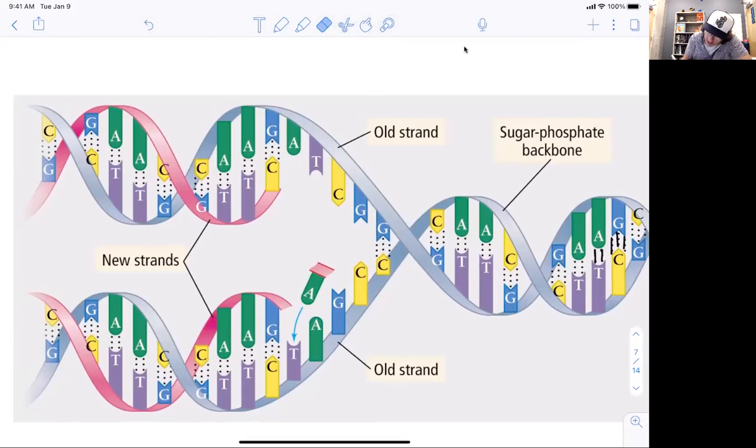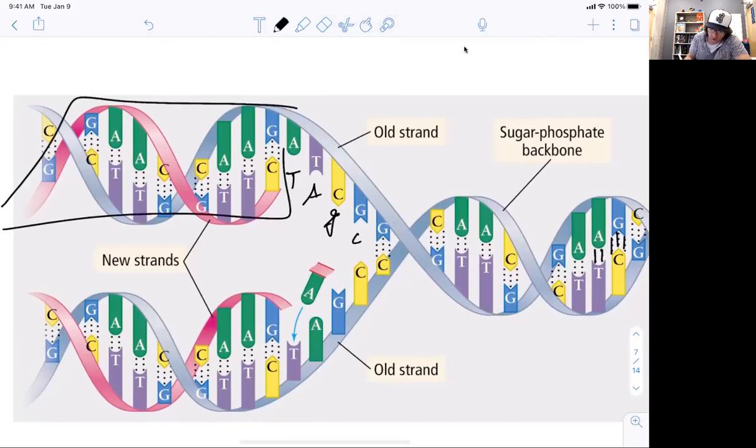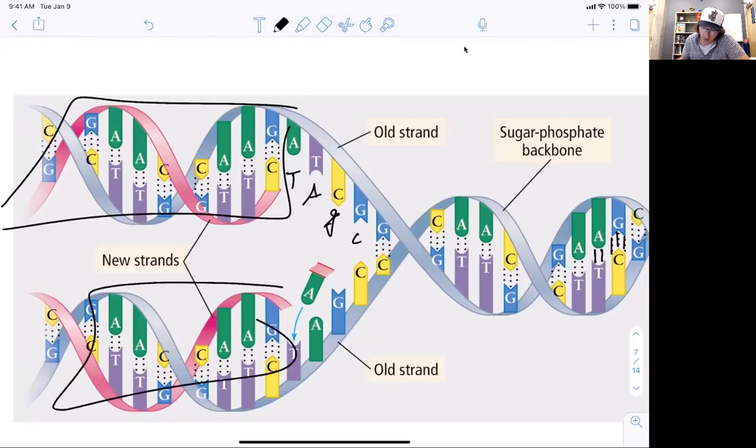Because as it unwinds, the protein sees an A there and knows, oh, I'm going to pair it up with the T. Oh, there's a T here, I'm going to put an A. There's a C, it's a G. G, C. And so on and so forth. So that the 2 new strands are identical and matched the old strand. And again, it's all due to hydrogen bonding, intermolecular forces.